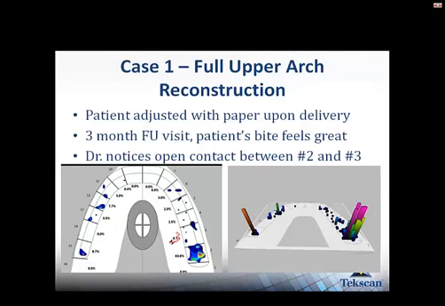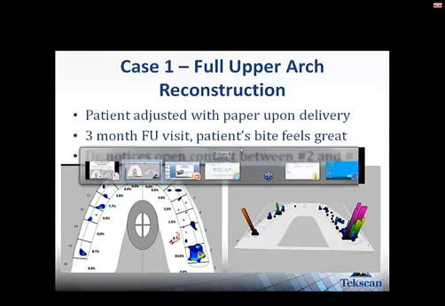The patient was adjusted with paper upon delivery, and the patient's bite felt great. I don't know if he just loved his teeth, but he didn't feel anything off. He felt very balanced. What happened is in the 3-month follow-up visit, the patient's bite still feels great, but the doctor notices a contact, an open contact between 2 and 3. And so the doctors that I work with tell me all the time that they see this in their practice. They had a tight contact, and then a little bit of time goes by, and it opens up.